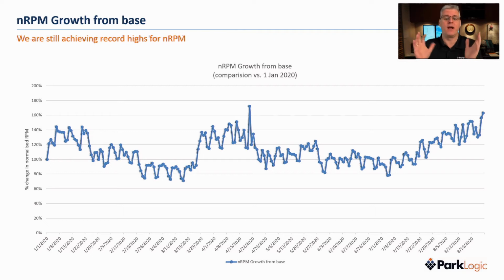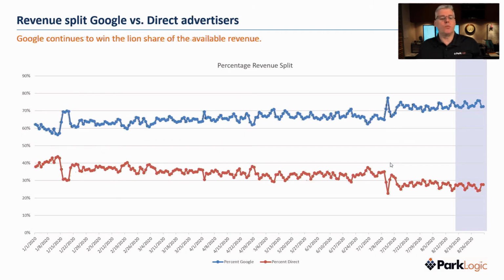Whether you're a customer of ours or not, of ParkLogic, it doesn't worry me. But take a look at this. This is actually really interesting data there. Okay, so what's going on with Google and direct advertisers? You can see here that Google is definitely winning more of the traffic by revenue compared to the direct advertisers. So Google's paying more. That's essentially what that means.